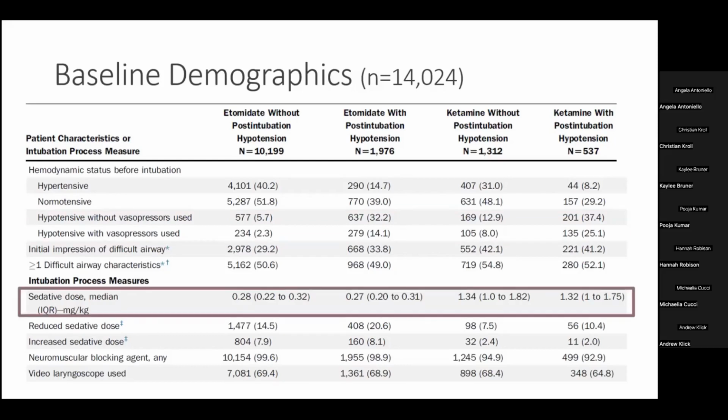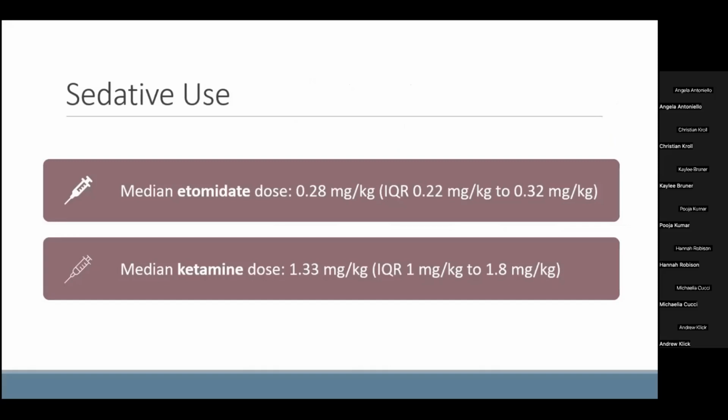And then, of course, we looked at our sedative dose. So the mean etomidate dose was 0.28 milligram per kilogram with an interquartile range stretching over our usual dose of 0.3 milligram per kilogram. So this is what we would expect. And then the median ketamine dose was 1.33 milligrams per kilogram, again, with our interquartile range matching our dose range of 1 to 2 milligram per kilogram.